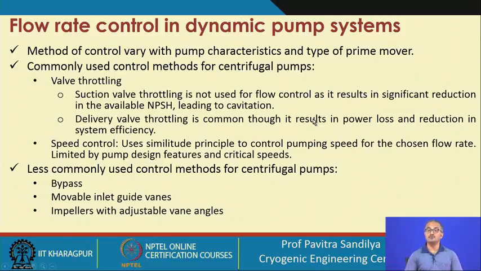Next issue comes whenever we are going for pump operation: how to control the flow rate. To control the flow rate, we have various methods, and the method of control will vary with the pump characteristics and the type of the prime mover, that is the rotor. Commonly used control methods are either valve throttling or speed control. As we have learnt earlier, the speed can control the capacity. Valve throttling can be done either on the suction side or the delivery side.